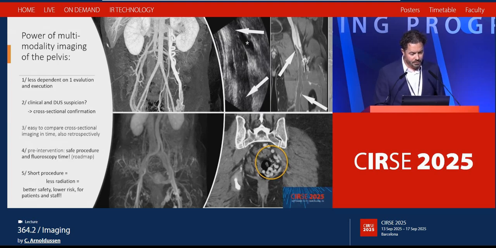It will absolutely help you to save procedure time and fluoroscopy time, which means shorter procedures, fewer complications, and less radiation, which means better safety, not only for the patient, but also for your staff.